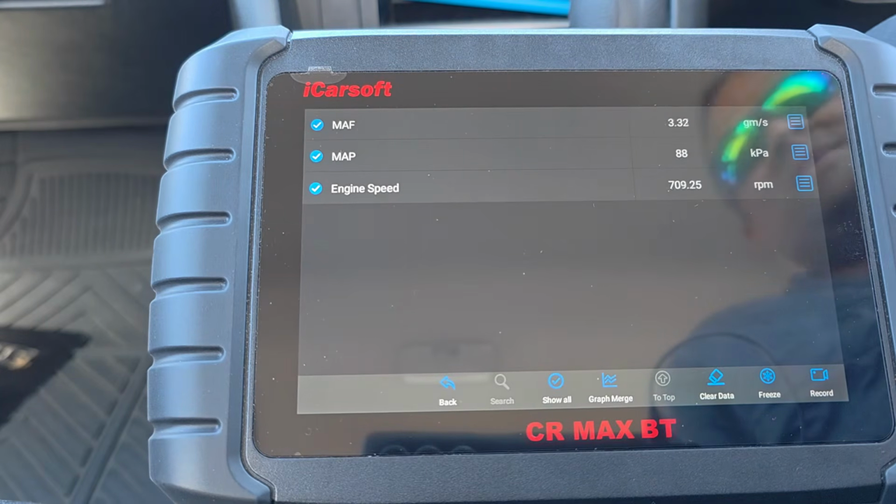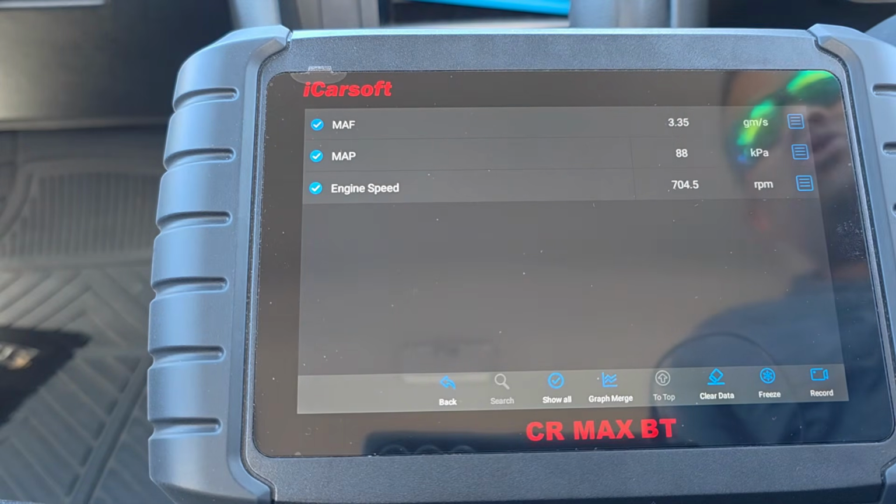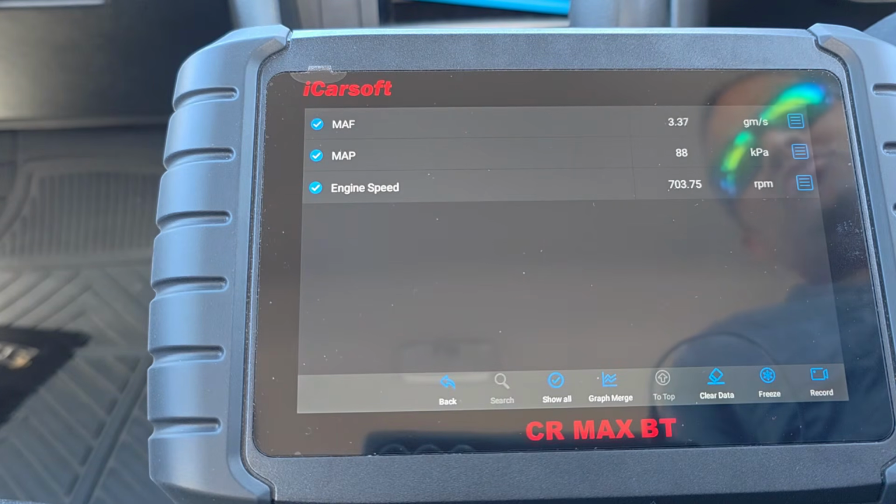Now, why is that 3.5 very important? The value here should be very close to your engine displacement in liters. So if you've got a 2-litre engine, it should show around 2.0. If you've got a 3.5-litre engine like myself, it should show very close to 3.5. Now, this is your engine speed, your RPM as well.